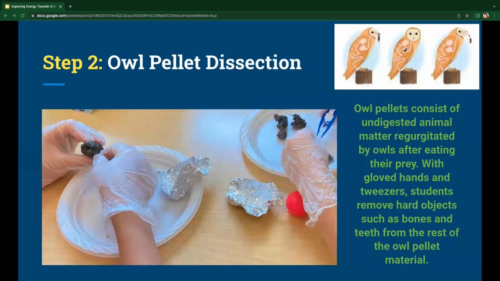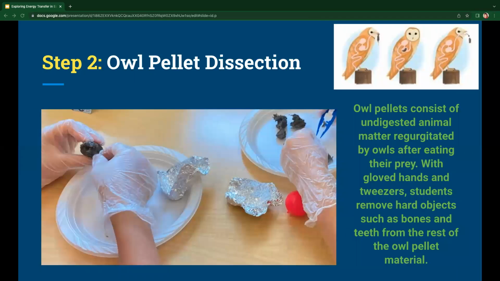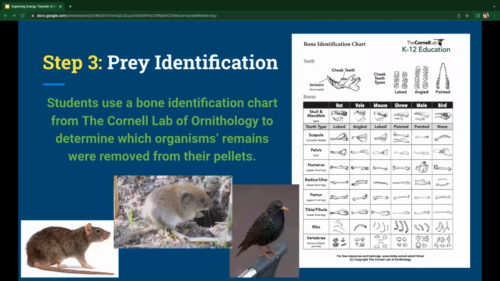Following our read aloud, students use tweezers to separate hard objects like bones and teeth from the remainder of the owl pellet, which consists of materials like fur and feathers. Once students have removed bones and teeth from the owl pellets, they use the Cornell Lab of Ornithology bone identification chart to determine which organisms' remains have been removed from the pellets. They compare the bones and teeth that they have collected with the bones and teeth illustrated on the chart.